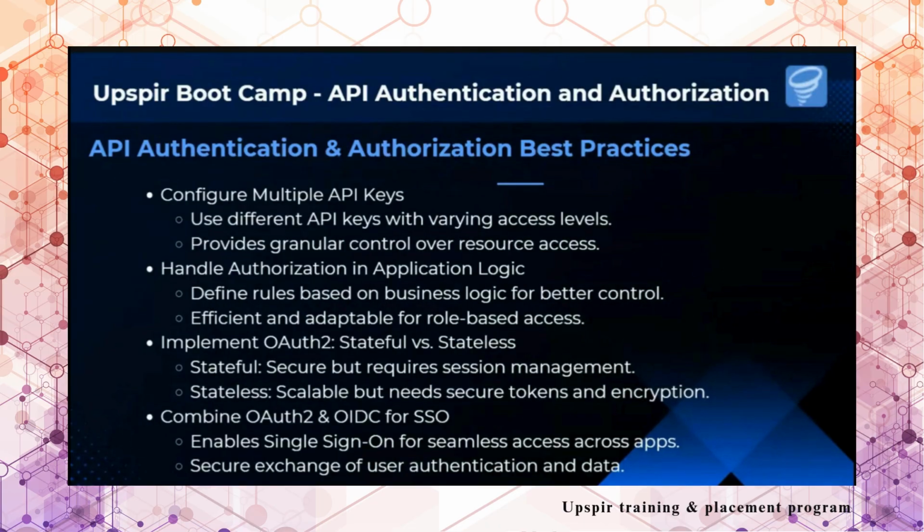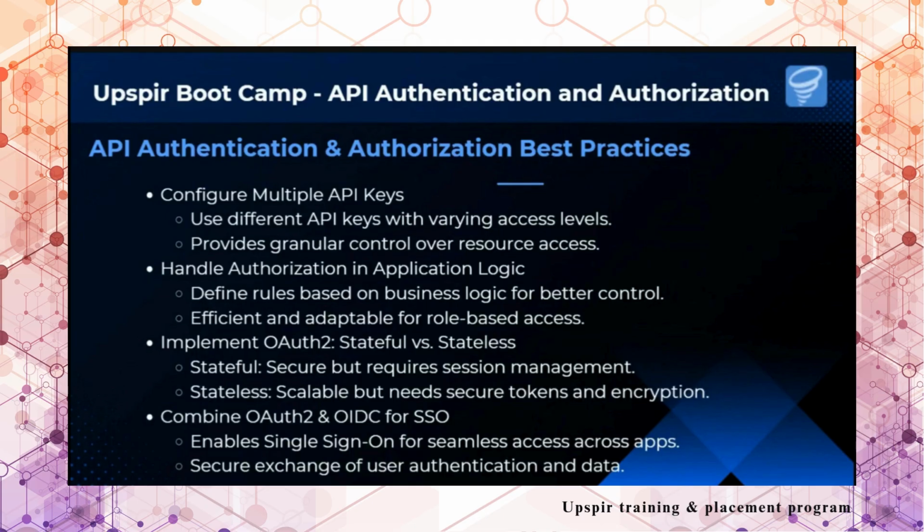But still, we are trying to cover some of the basic practices or best practices whenever you are deploying your applications or APIs, right? So some best practices of authentication and authorization are: configure multiple API keys, use different API keys with varying access levels. So, for example, if I'm creating multiple users, and each user has different privileges, each user will have its own API key. The application logic will handle this authorization in the application logic itself, right?